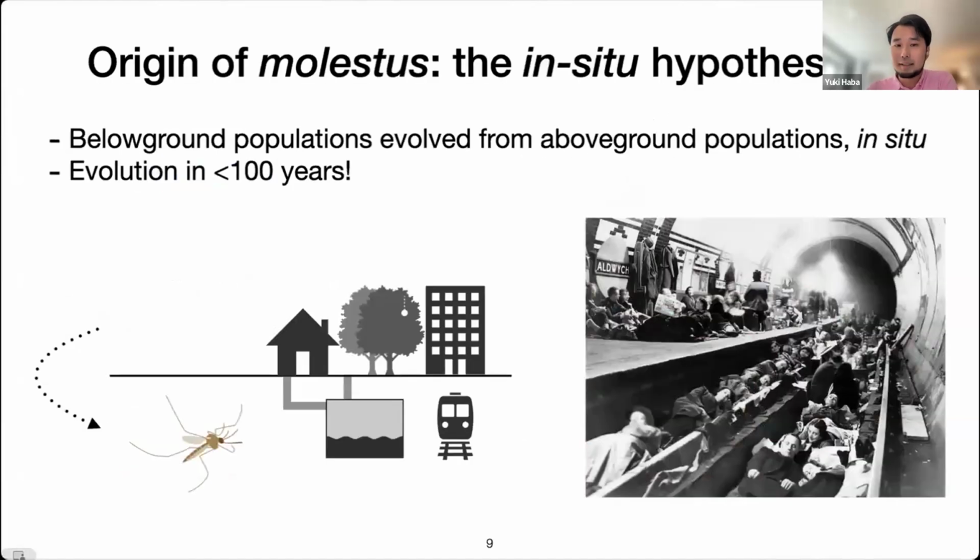The major hypothesis about the origin of molestus is what we call the in situ hypothesis, which states that below-ground molestus populations evolved from above-ground populations in situ. This suggests that the evolution happened within less than 100 years because the Tube was only 80 years old or so when the London population had been discovered.